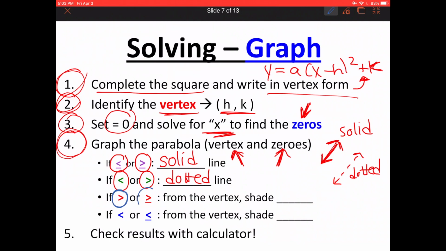If the inequality symbol is greater than or equal to, we shade up. And if the inequality symbol is less than or equal to, we shade down. And again, all the shading always takes place from the vertex. Okay? Now, step 5 is just an option to keep in mind. You can always graph the inequality into your calculator as well to make sure that you're on the right track. Your calculator is not going to shade for you, but you can at least get the parabola to see if you're on the right track.